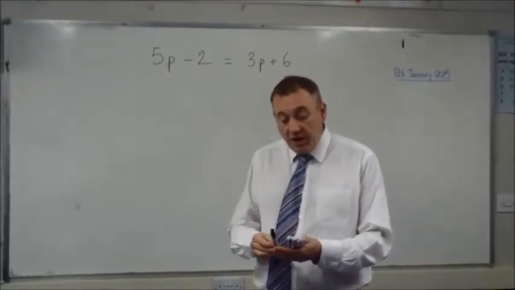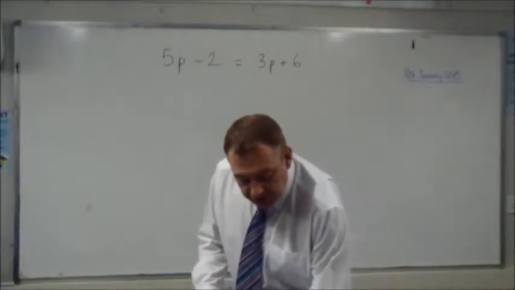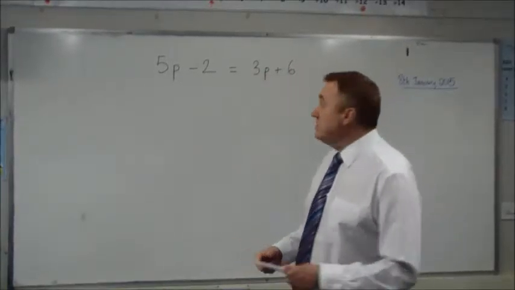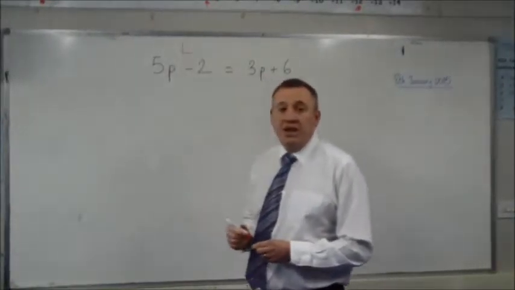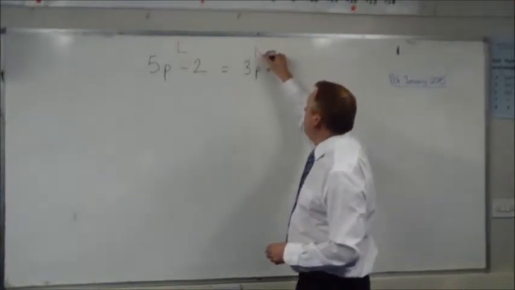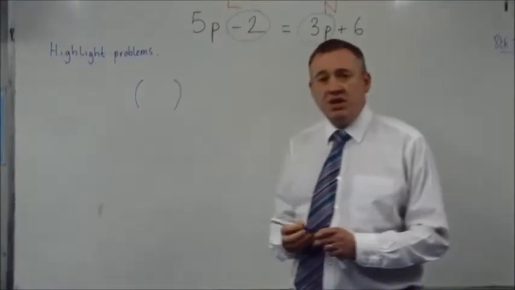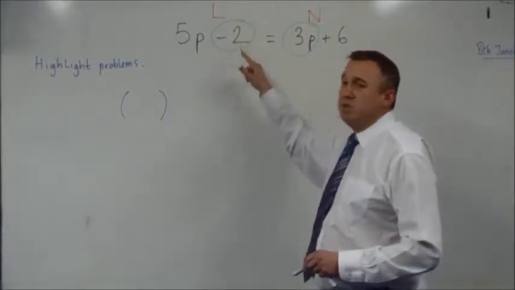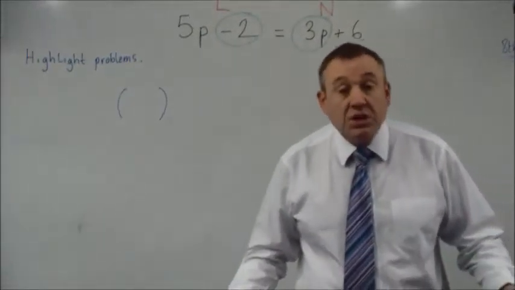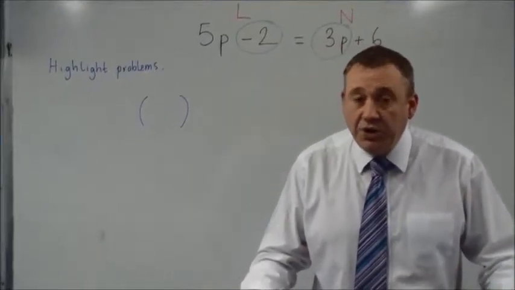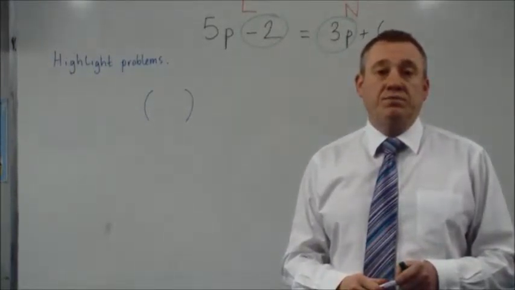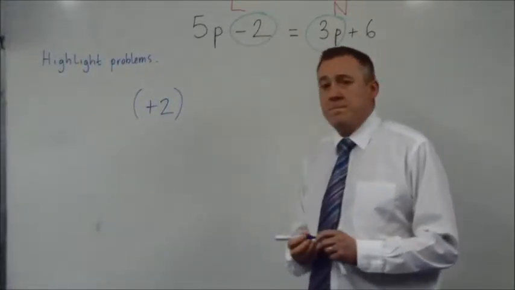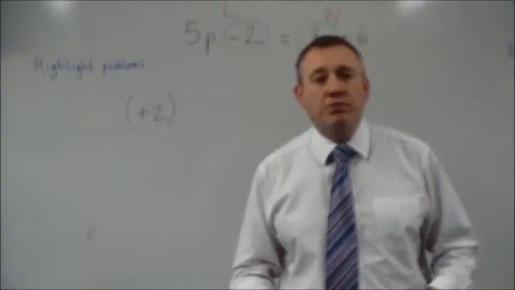Now, the way I teach this to my children, as I say, we have to think about it in this way. Letters to the left. In brackets here on the left hand side, I'm going to deal with the first of those problems. The problem that I've got is minus 2. I want to cancel out my minus 2. How do I cancel out my minus 2? I add 2. That should solve the first of the problems.